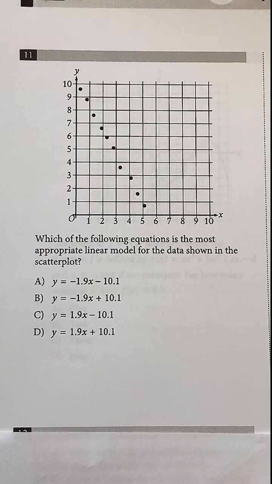Okay, awesome. So which of the following equations is the most appropriate linear model for the data shown in the scatter plot? Is it A, y equals negative 1.1 and 9/10 x minus 10 and 1/10? Is it B, y equals negative 1.9x plus 10.1? Is it C, y equals positive 1.9x minus 10.1? Or is it D, y equals 1.9x plus 10.1?